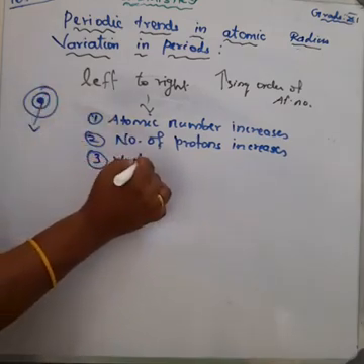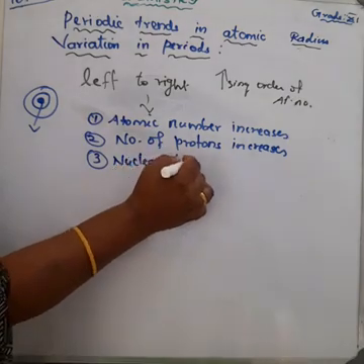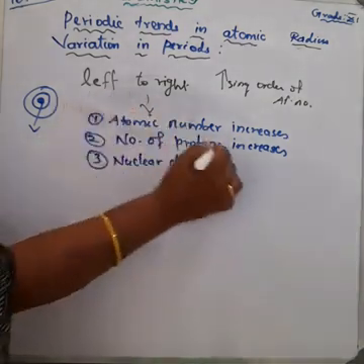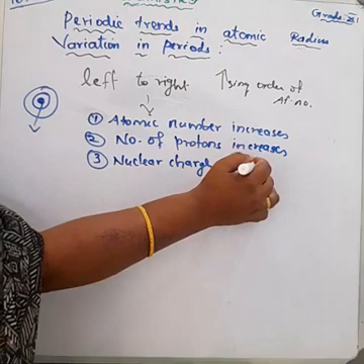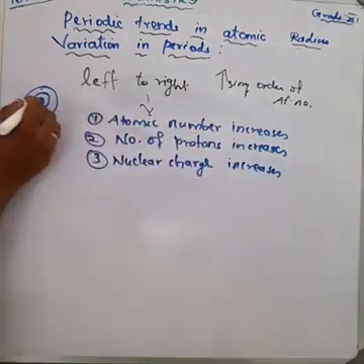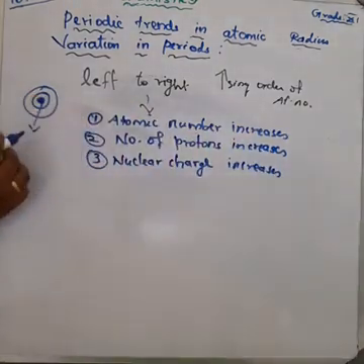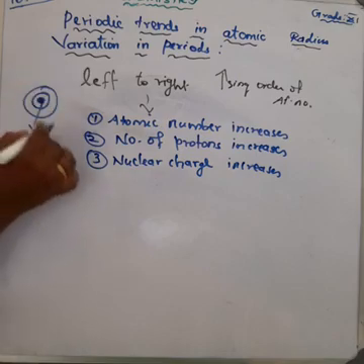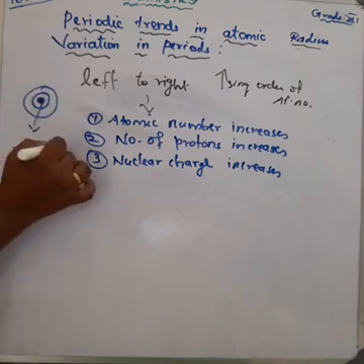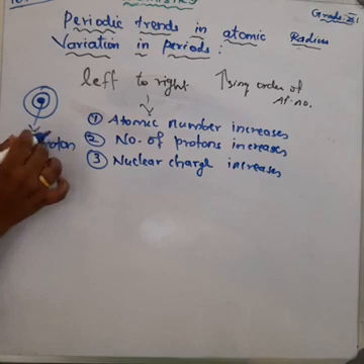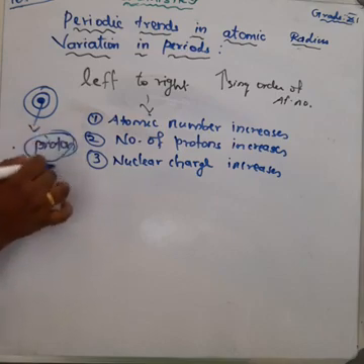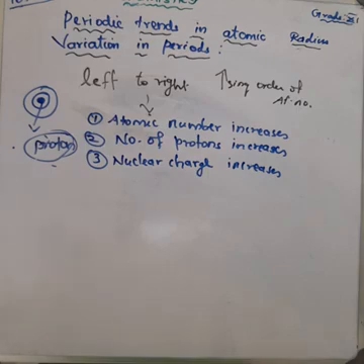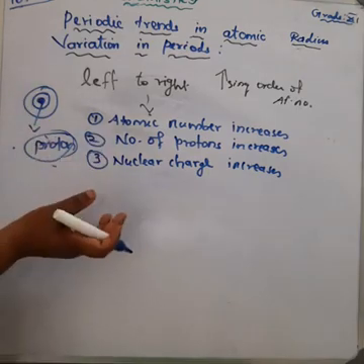We know the nucleus consists of neutrons and protons. Neutrons are neutral, that is, they have no charge. So the charge of the nucleus depends on the charge of the protons only. The more the number of protons, the more is the nuclear charge.